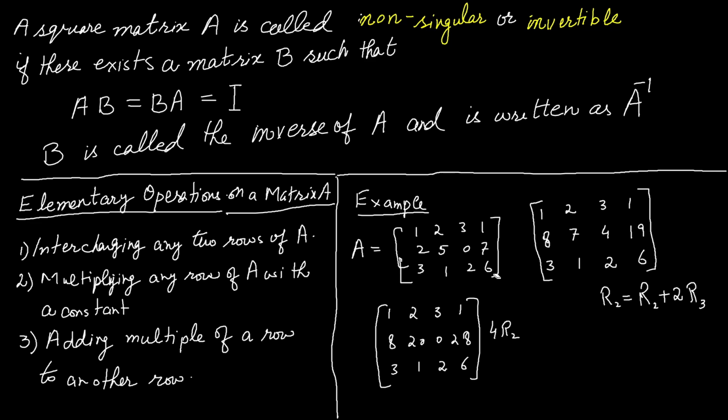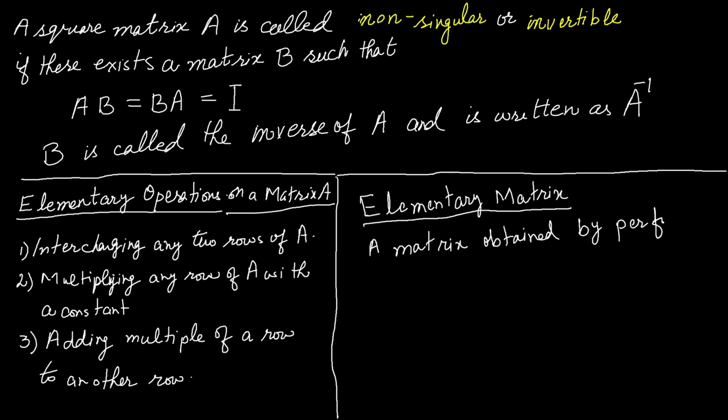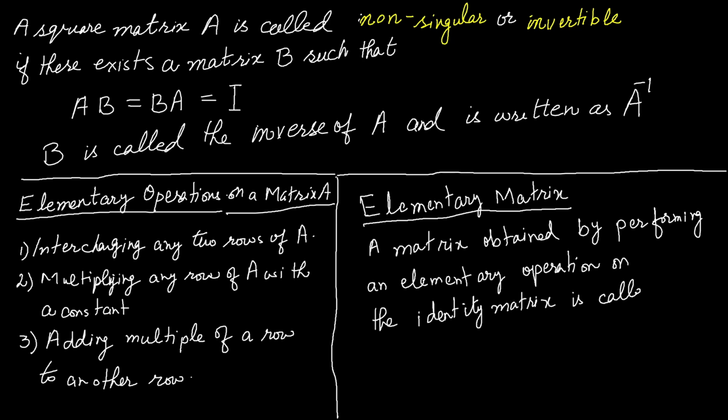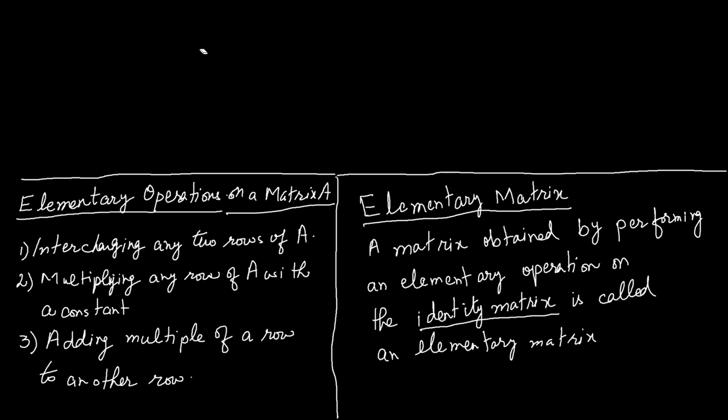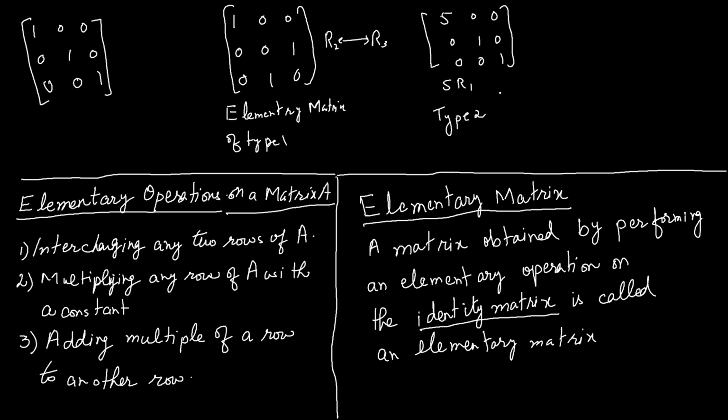A related concept is the concept of an elementary matrix. A matrix obtained by performing any one of these elementary operations on the identity matrix is called an elementary matrix. For example, we have an identity matrix. We interchange the second and the third row and we obtain an elementary matrix of type 1. Multiply the first row with a constant, say 5, we obtain an elementary matrix of type 2. Likewise, if we add 6 times the first row to the second row, we obtain an elementary matrix of type 3.